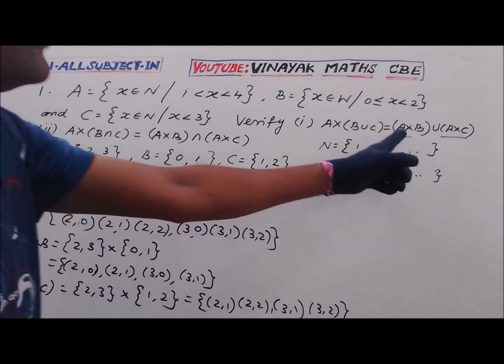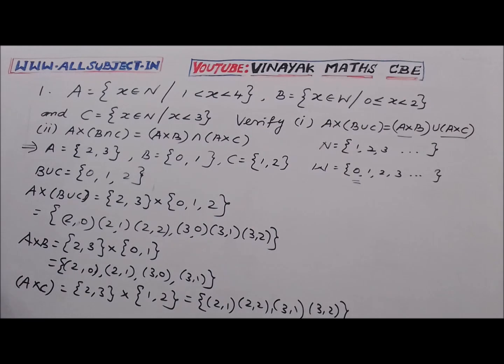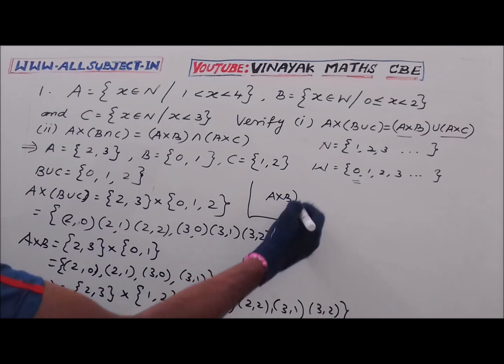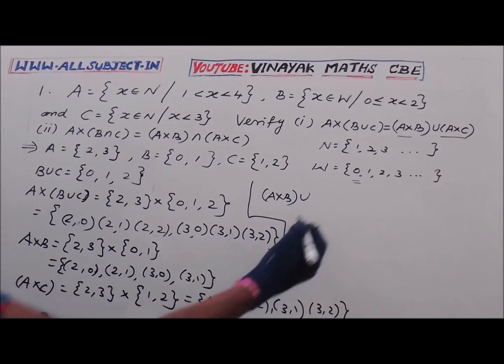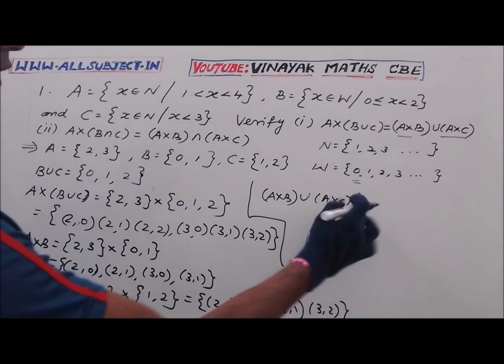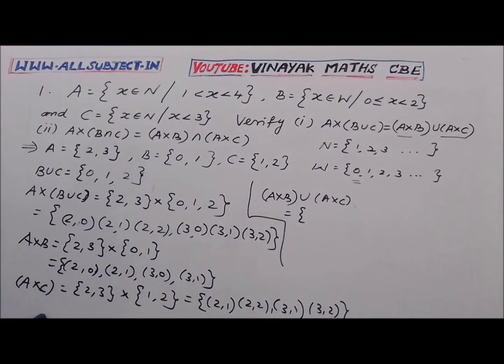Now we need the value of A cross B union A cross C. So the union of these two we require. Here A cross B union A cross C will be equal to the set of, in A cross B we have 2, 0.